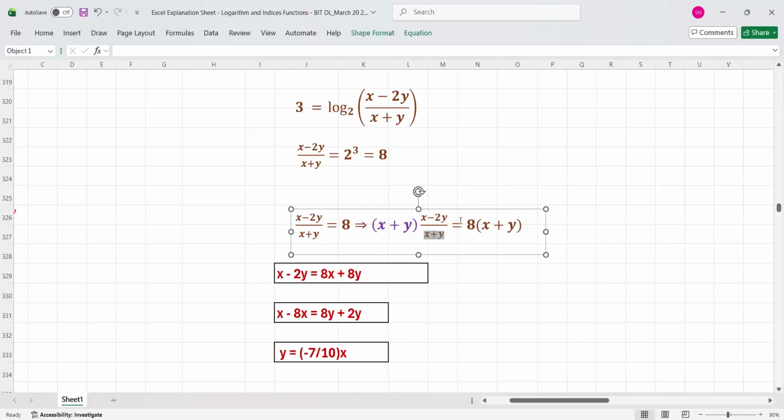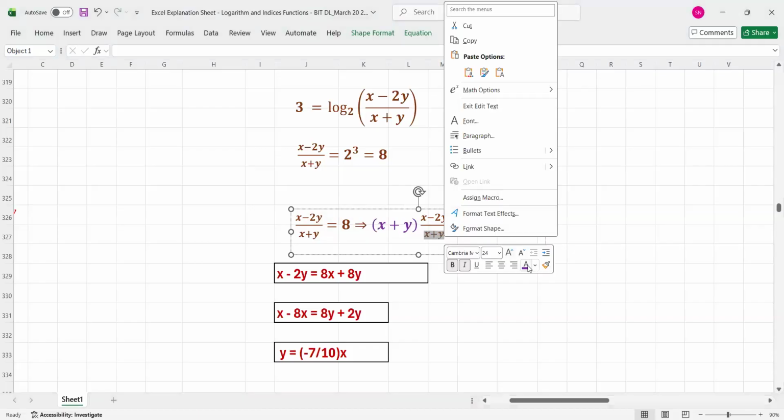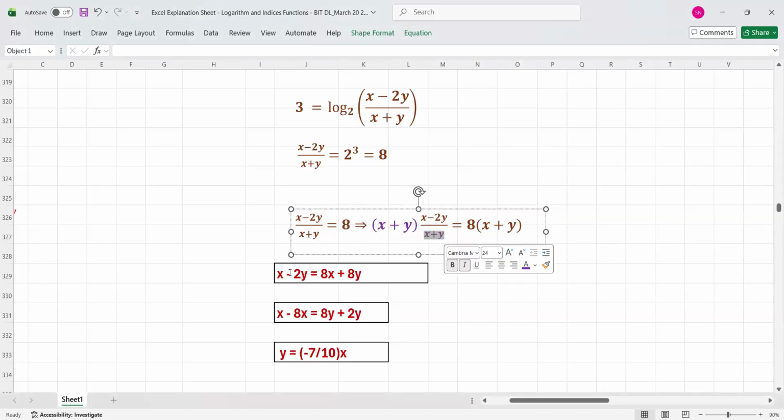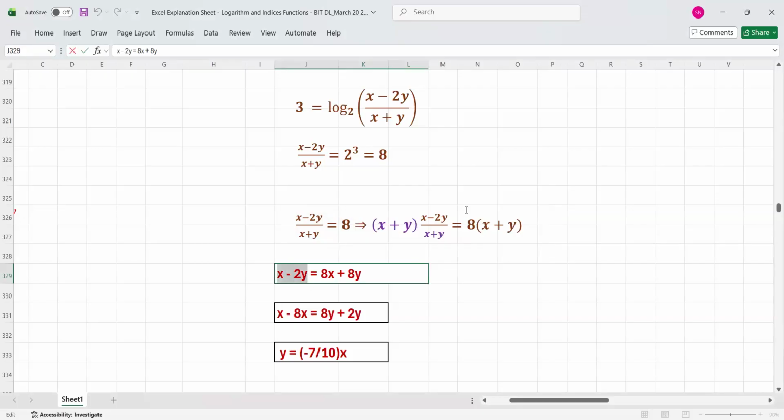It cancels the term in the denominator. So when they cancel, the left-hand side becomes 8 minus y, which gives me the term I have here. And then this 8 times x plus y will give me the term I have here. Okay. So I expanded it and I was left with x minus 2y, then 8x times 8y. Then I grouped like terms. I took y to the right and took x to the left. And finally, I got this.